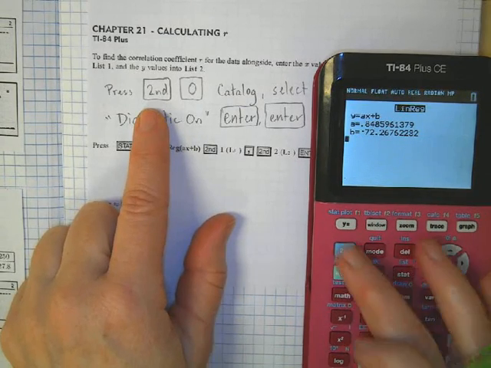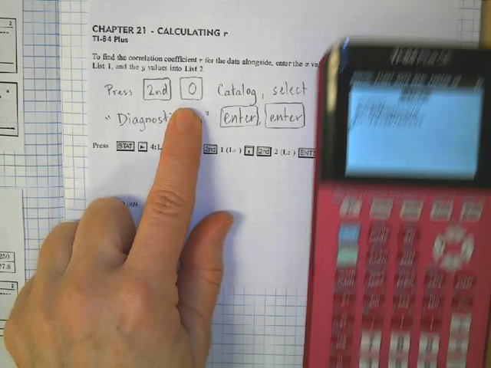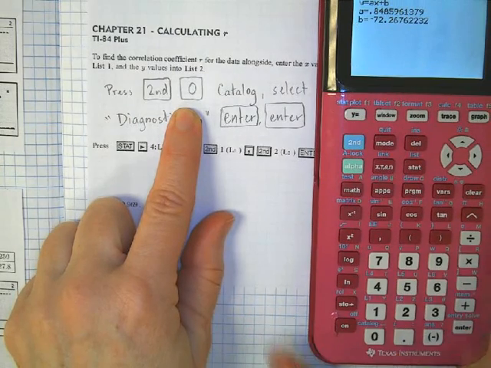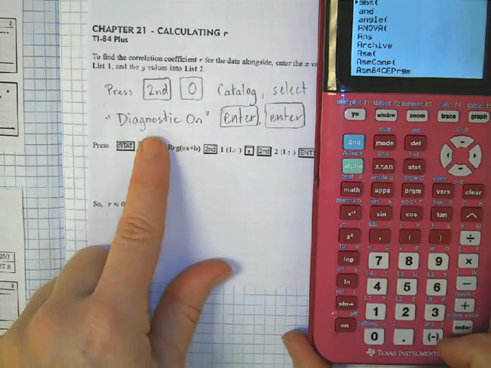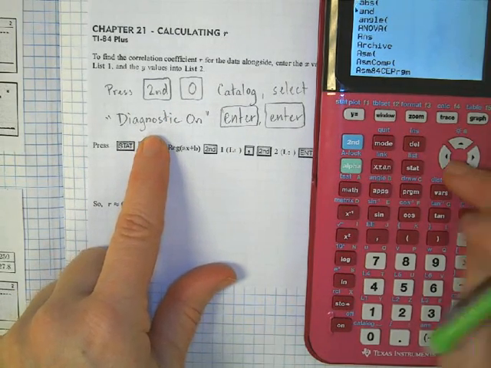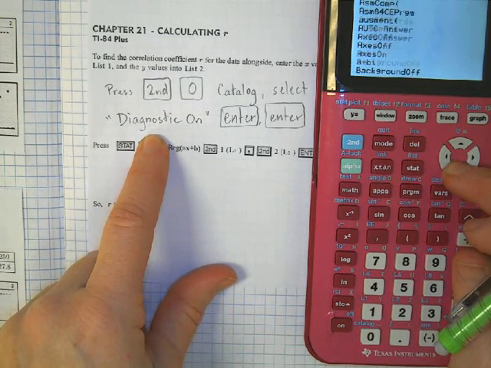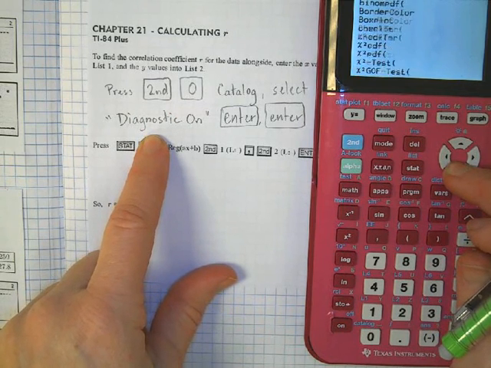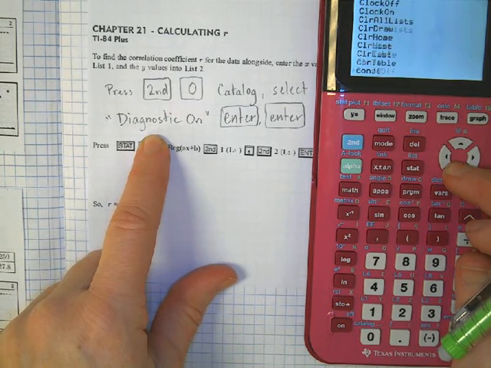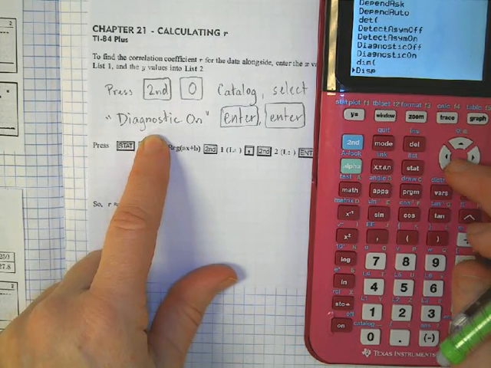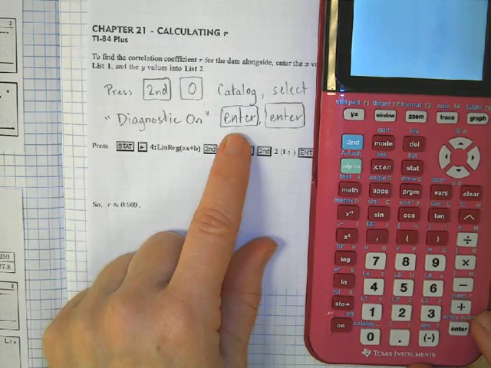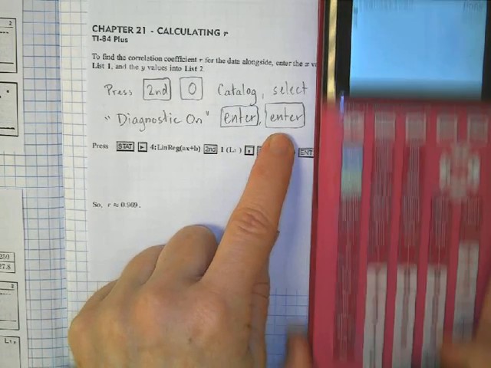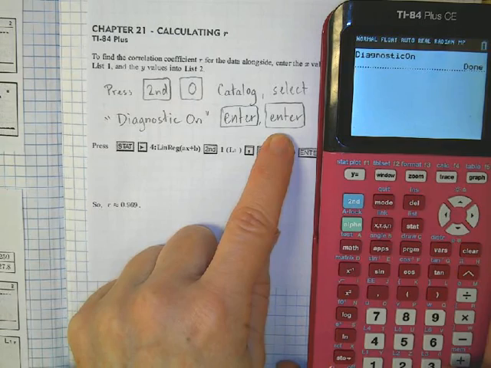I'm going to hit second, 0. Where's my 0? There it is. Second, 0, and that brings up the catalog. In the catalog, I'm going to select diagnostic on. I have to scroll down a long way because it's in alphabetical order. I don't know a fast way to get there, so I'm just scrolling. When I see diagnostic on, there it is. I select it by hitting enter, and then enter again, and it tells me it's done.